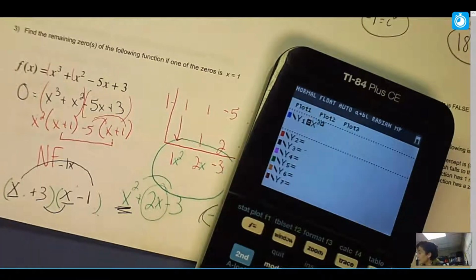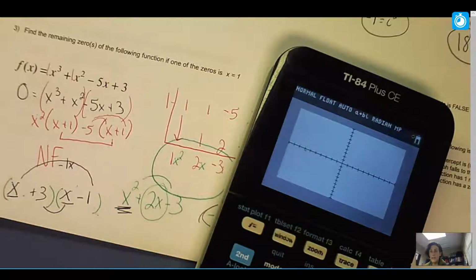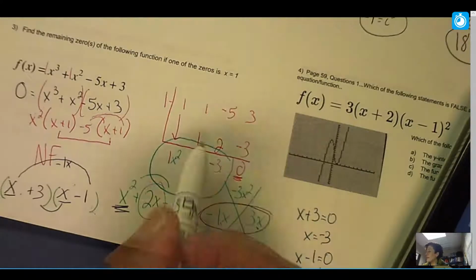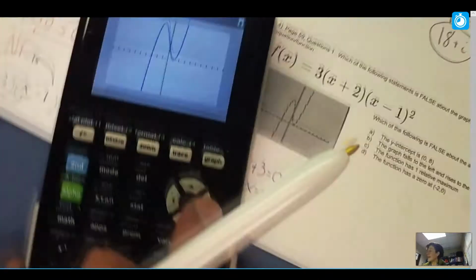So this just takes a moment. And again, every time I graph, I always start with zoom 6 on the graphing calculator. You can put this in Desmos as well. And we want to find the other zeros. And what you're going to see is that the other zeros, besides 1, is we have an additional 1 and a -3. And I could see that here.